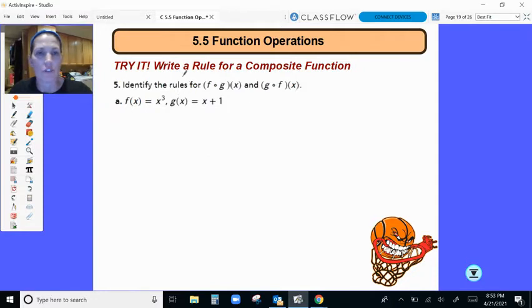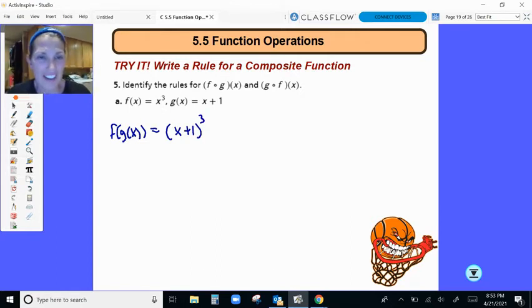So now identify the rules for both f of g of x and g of f of x, okay? So you might want to pause the video and try this out and see how you do. All right, so I have f of g of x here. That means we're going to plug g in for x, so we're going to have x plus 1 cubed. Okay, and I'm just going to leave that there. I'm not going to make you multiply that out. Okay, you might have to do that for an exam, but that's good enough there.